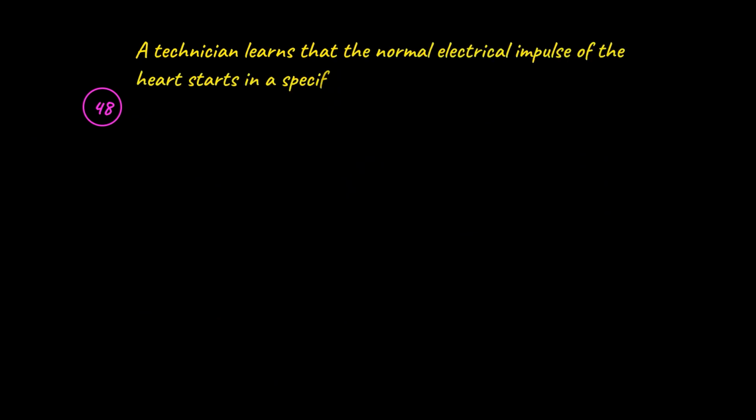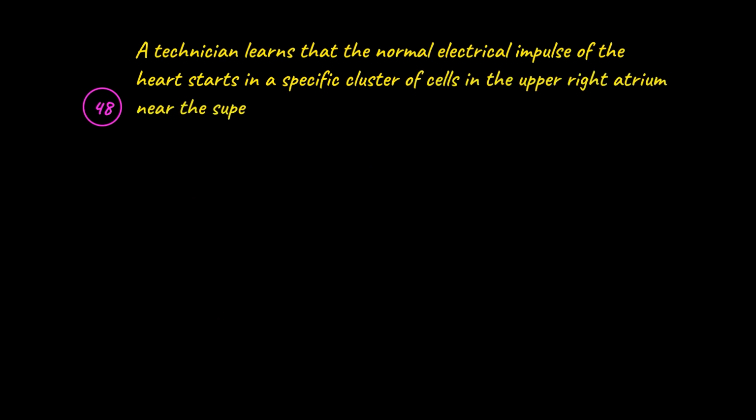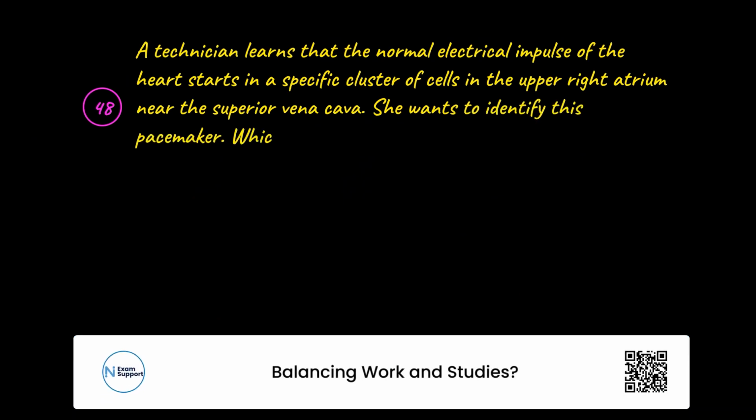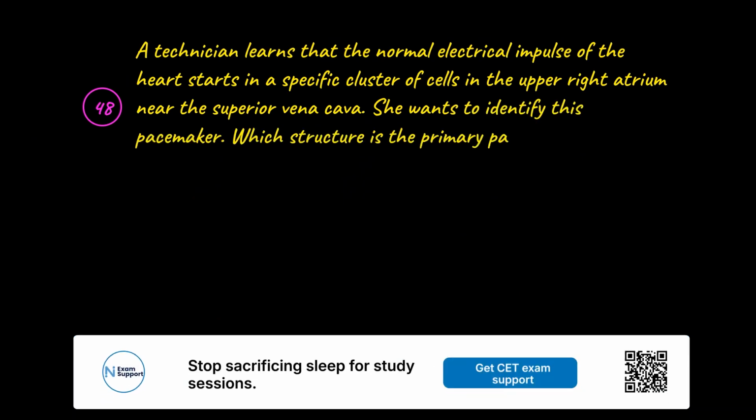Question 48. A technician learns that the normal electrical impulse of the heart starts in a specific cluster of cells in the upper right atrium near the superior vena cava. She wants to identify this pacemaker. Which structure is the primary pacemaker of the heart?